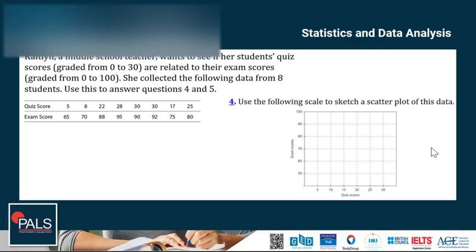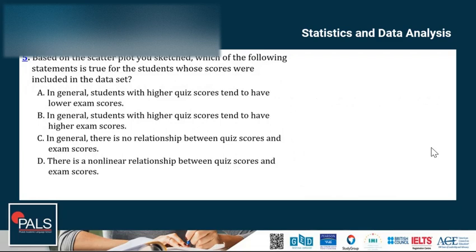Number 4: use the following scale to sketch a scatter plot of this data. So 5 and 65, 8 and 70, 22 and 88, 28 and 95, 30 and 90, 30 and 92, 17 and 95, 25 and 8. Based on the scatter plot sketched, which of the following statements is true for the students whose scores were included in the data set?